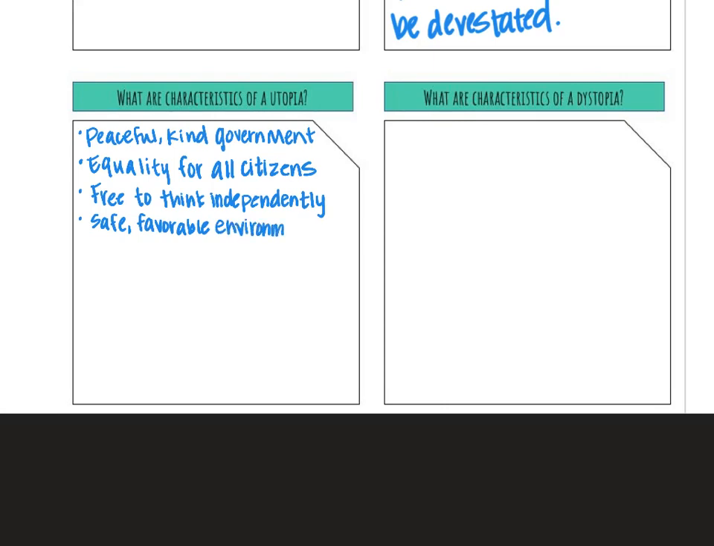The environment that you're in is safe and it's favorable. That means it's nice and it's green and it's lush and it's healthy. You don't have to worry about pollution, people who don't recycle, people who litter, things like that. There's access to education, healthcare, employment. You don't have to worry about how you're going to go to school, how you're going to pay your medical bills, how you're going to find a job, etc.